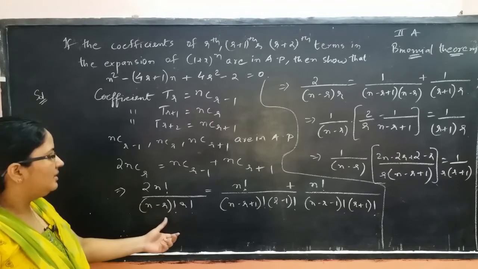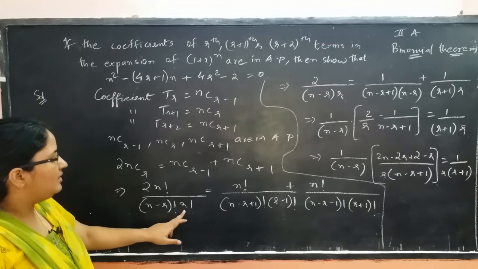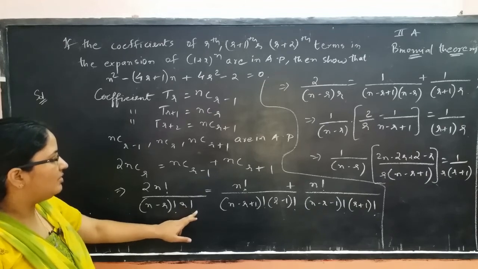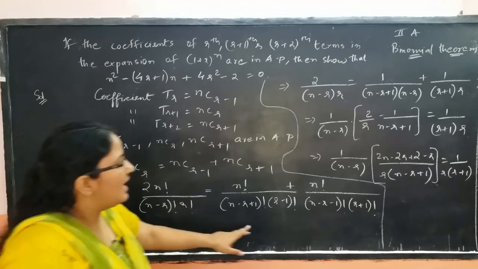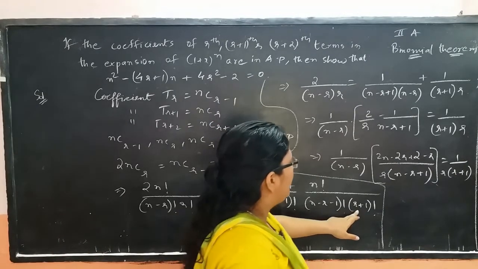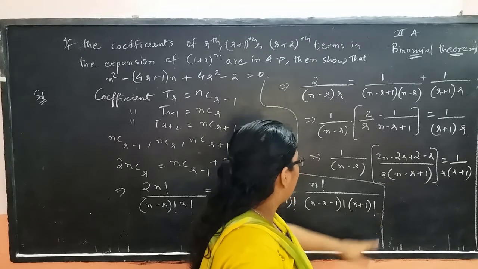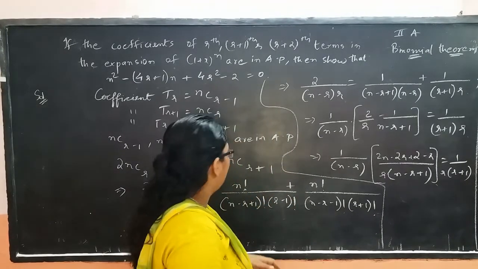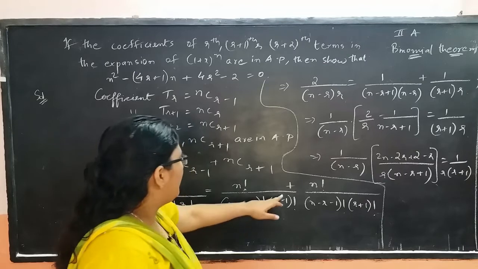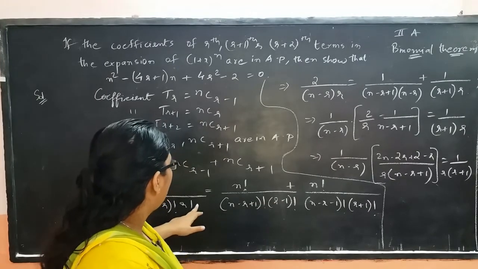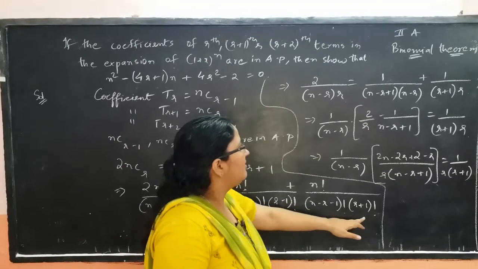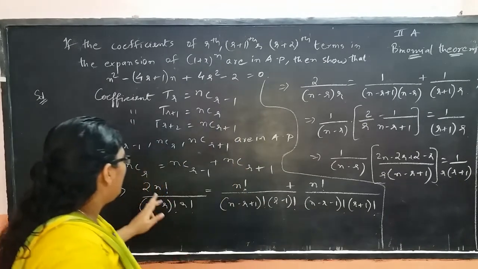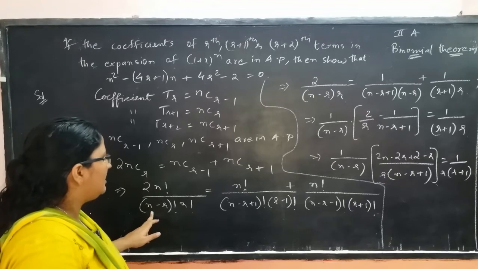So, here r factorial can be written as r into (r−1) factorial, and this (r+1) factorial can be written as (r+1) into r into (r−1) factorial. So, you have (r−1) factorial cancel; here also (r−1) factorial gets cancelled. So, you have 2n by n minus r.